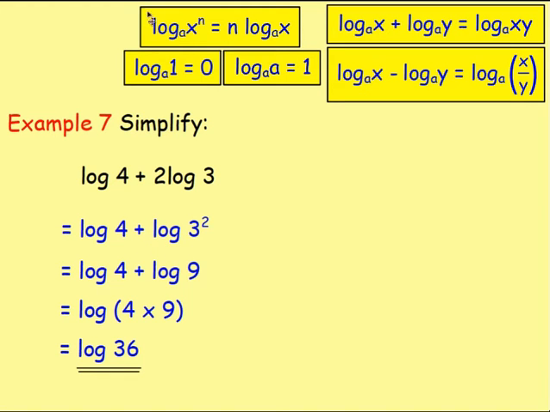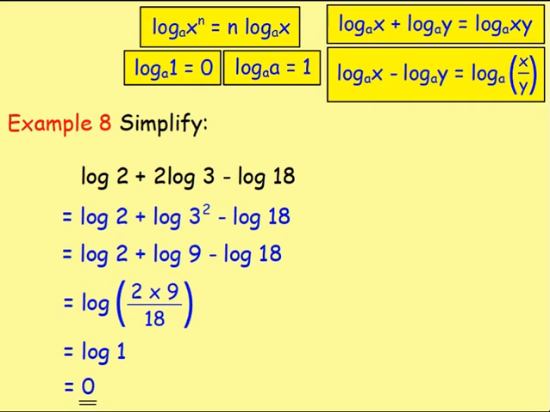You're just using this rule that is at the top of the page. From there, you know 3 squared is 9. It's log 4 plus log 9, same base, so you can multiply the 4 and the 9. So you get log 36.